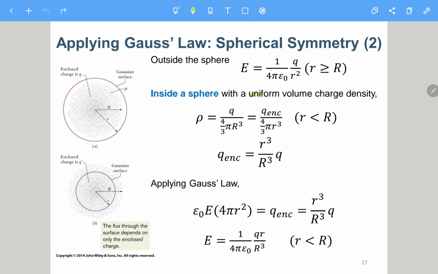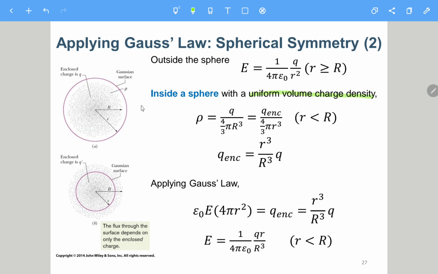It will have uniform volume charge density. So the whole sphere, the charge will distribute over the whole sphere. It's a sphere in 3D. It's only drawn in 2D, but actually it's a 3D sphere. So the charge is distributed not only on the surface but also inside.